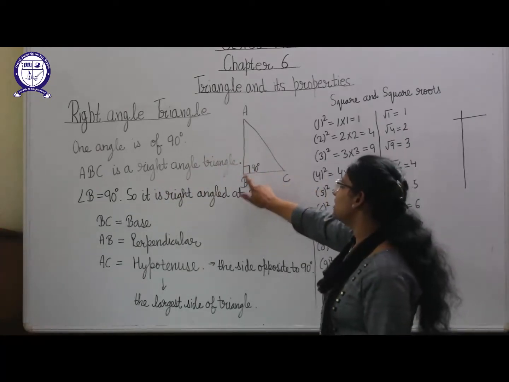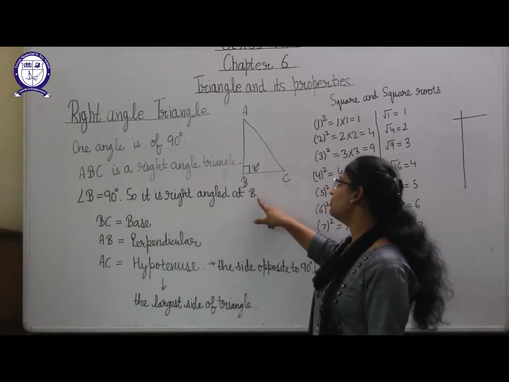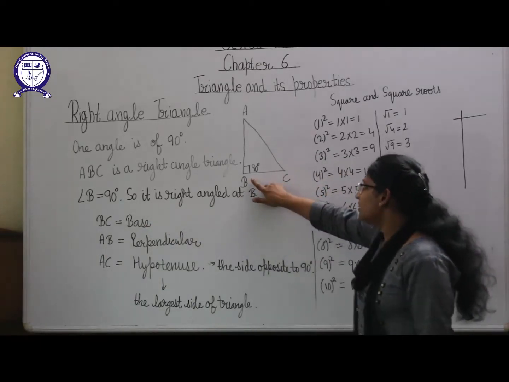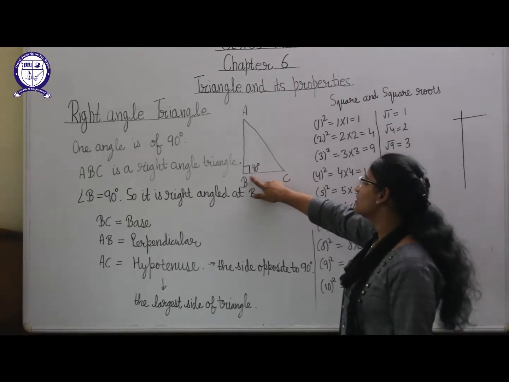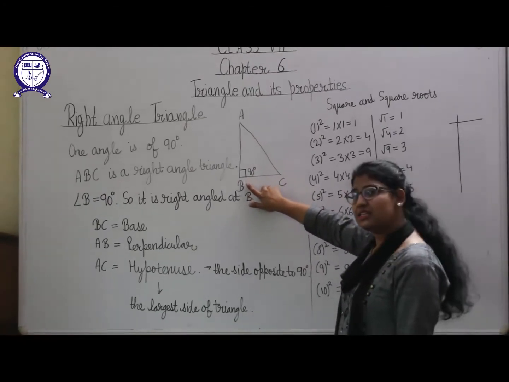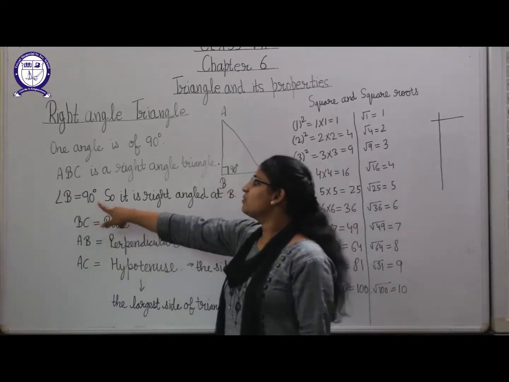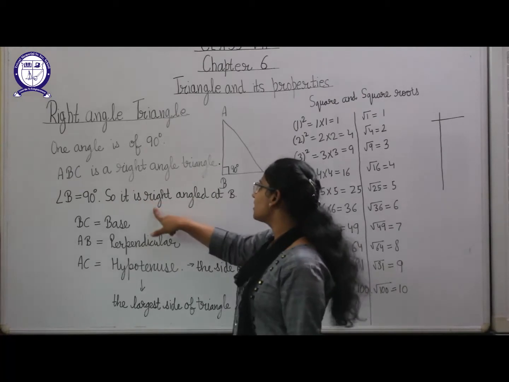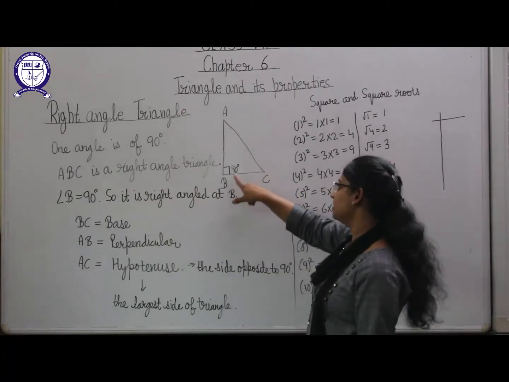Why? Because B is 90 degree. So it is right angle triangle at B. On the vertex where it is 90 degree, it is called right angle at that vertex. Here B is equal to 90 degree. It means this triangle is right angled at B. Okay, right angled at B.